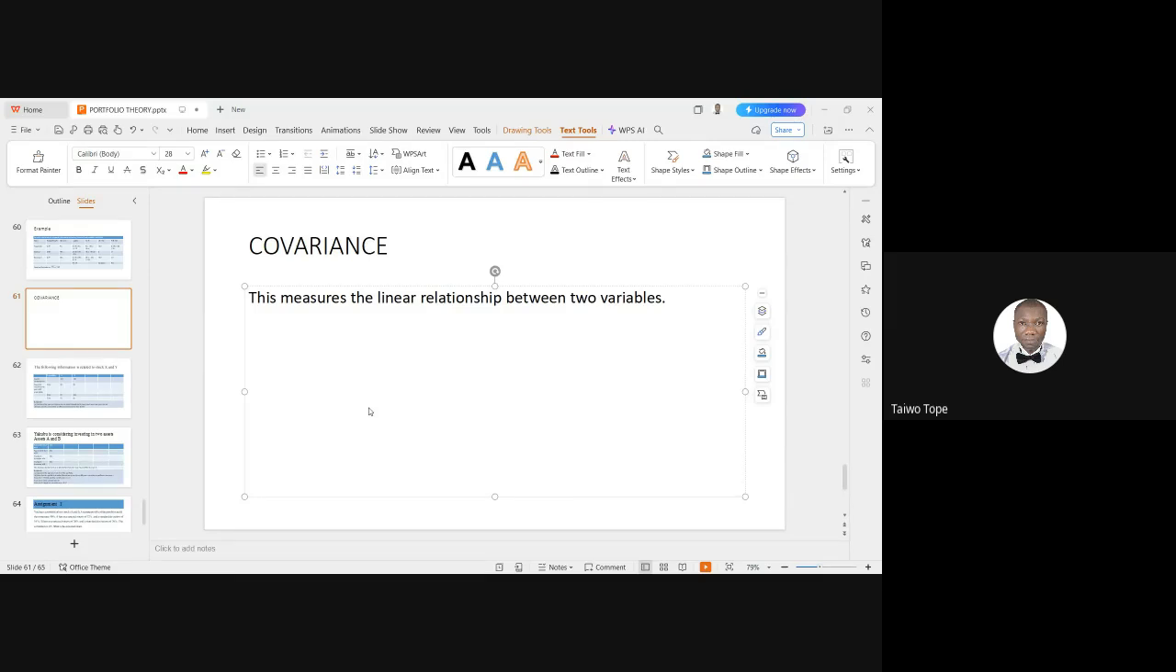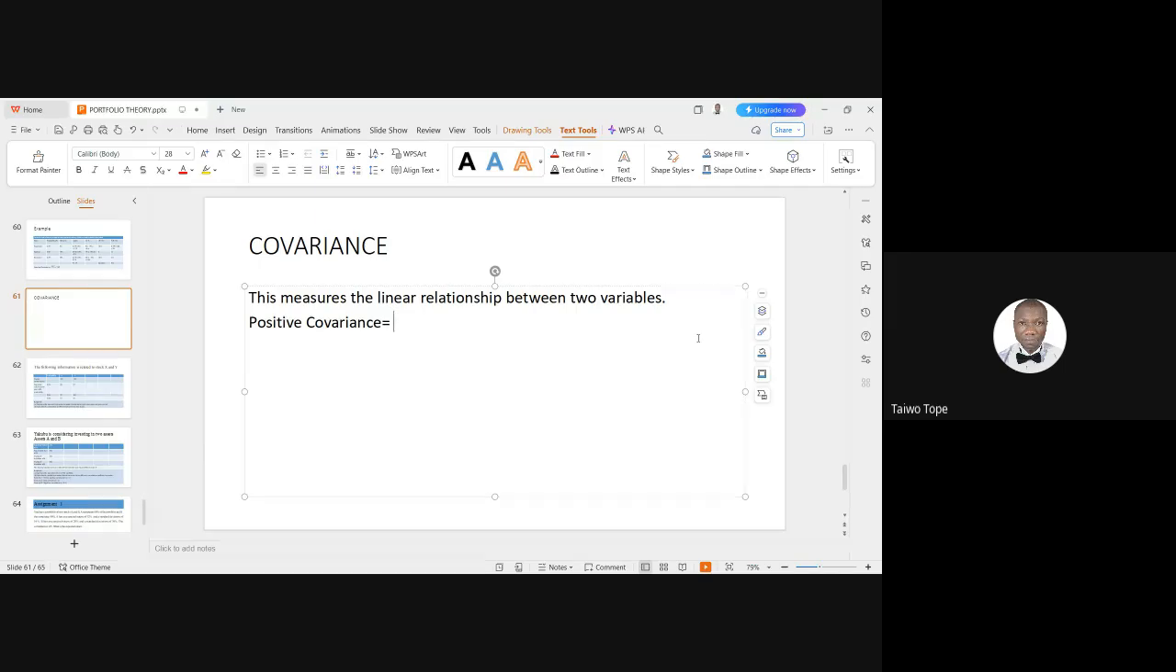So when we talk about positive covariance, what do we mean? Positive covariance means two investments, two stocks, are moving in the same direction. They are moving in the same what? Direction. That is, if stock A increases, what will happen to stock B? It will increase. That is positive covariance.